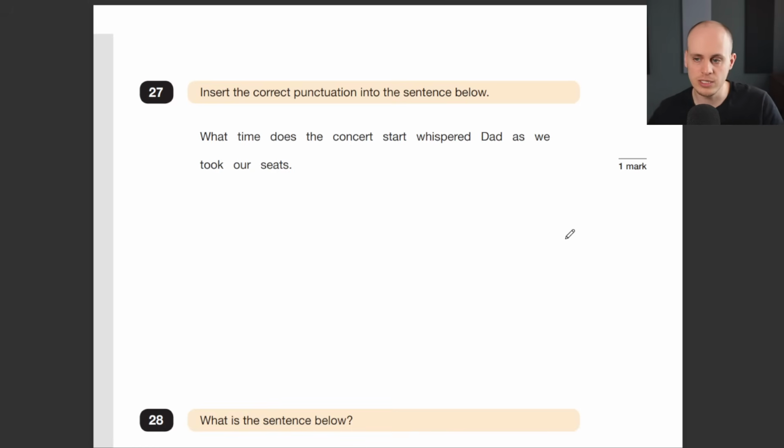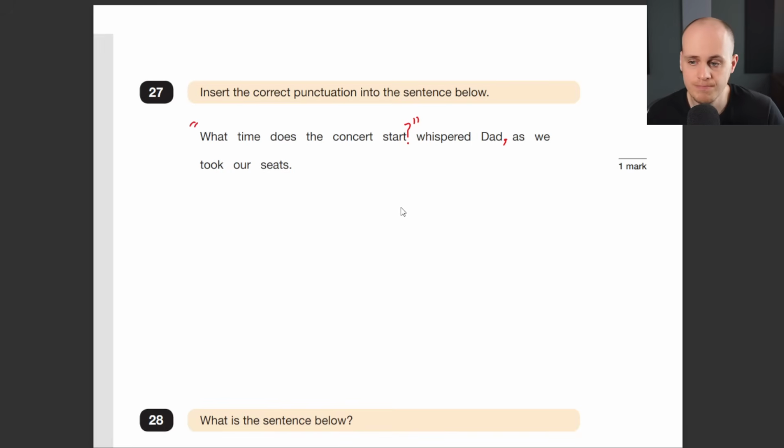Number 27. Insert the correct punctuation into the sentence below. "What time does the concert start? Whispered Dad as we took our seats." Clearly some speech going on here, right? There's a question there. What time does the concert start? So we're going to have to get a lot of this punctuation right. It's given us the capital letter. I'm going to start my speech here. So open inverted commas. What time does the concert start? Question mark. And then end my speech with closing inverted commas. Make sure your end punctuation goes inside the speech marks. Whispered Dad as we took our seats. I would put a comma here. Okay. And that's where you get your mark.